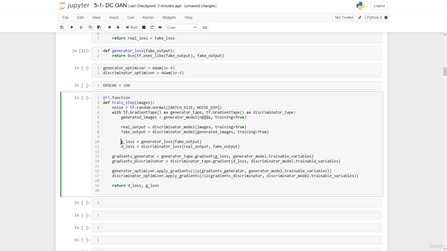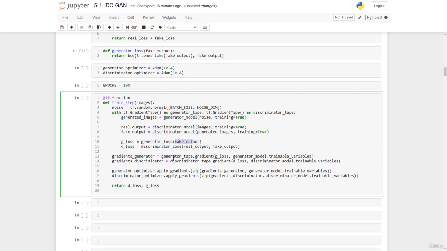We then get into the G loss, which is the generator loss, which takes in the fake output, while the discriminator loss takes in the real output and the fake output. After doing this, we compute the gradients. So here we have the generator gradients, and then we have the discriminator gradients.